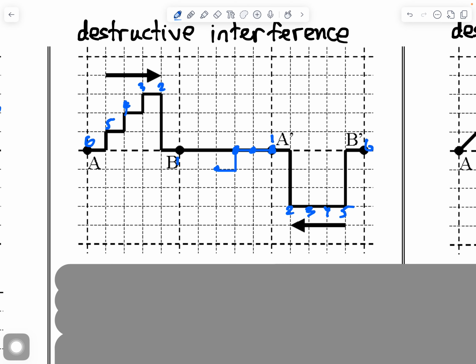Okay, the next one, 5 and 5 here. You can see the first 5 from the left waveform has an amplitude of 1. The 5 from the waveform coming from the right has an amplitude of negative 3. So 1 minus 3 is negative 2. And then lastly, 6 at 0.6 right there has an amplitude of 0, and this, of course, has an amplitude of 0 as well. So we're back to 0 again.